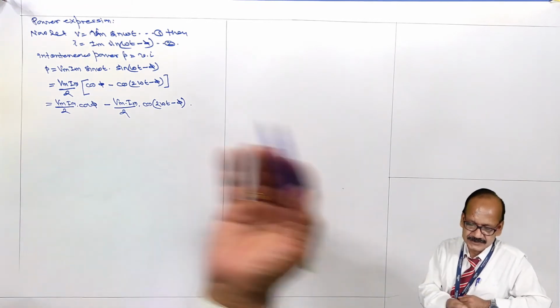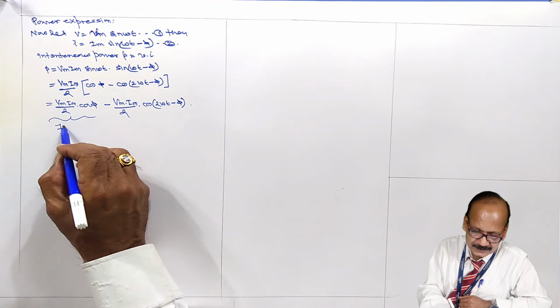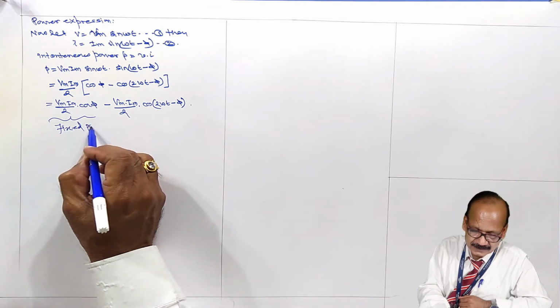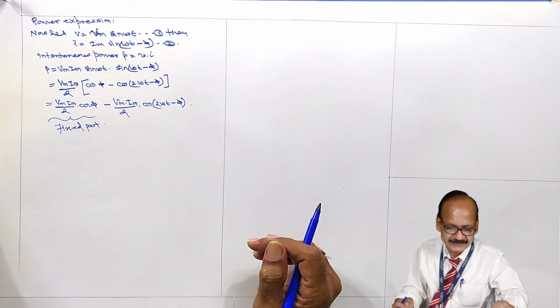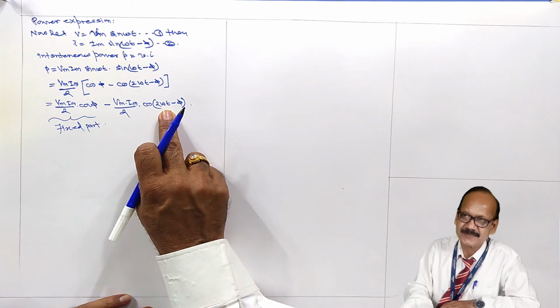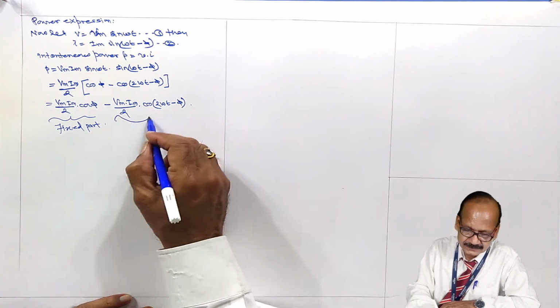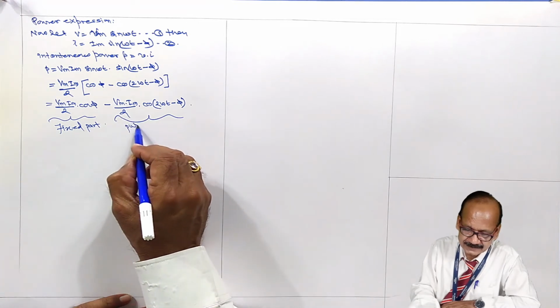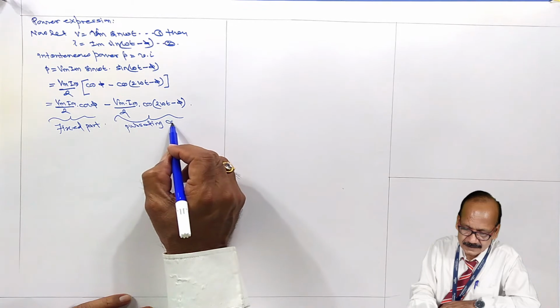Now the power has two components, two parts. The first part is the fixed part. It has no time component. It does not vary with time. Whereas the second part has a time component. It is pulsating in nature. It varies with time. So this is the varying or pulsating component.